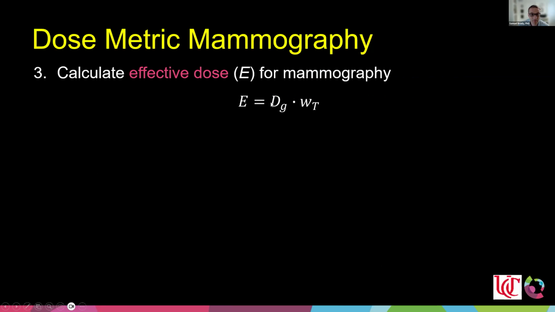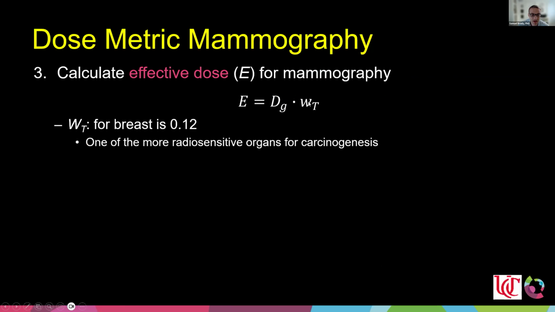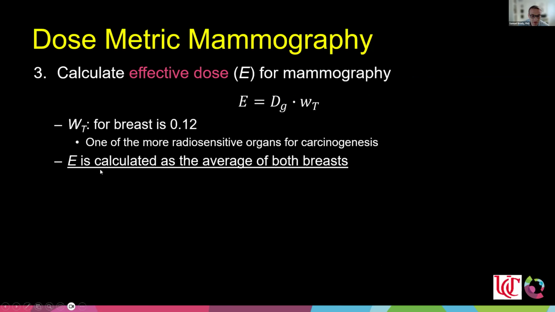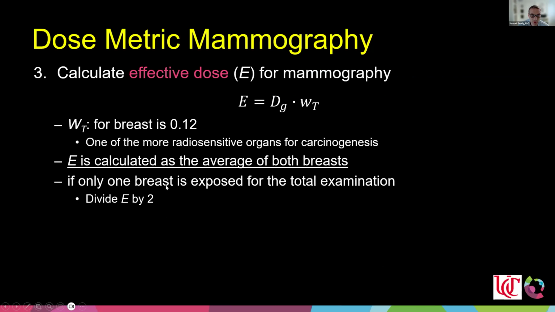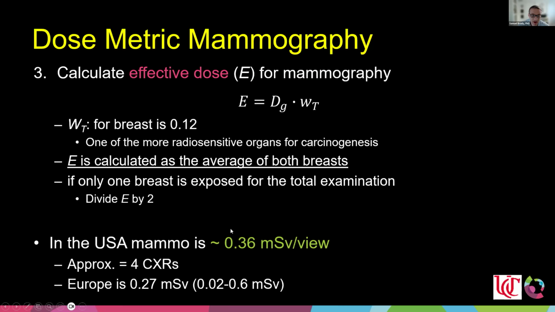And then finally, we can calculate effective dose, which is an estimate of risk. In this case, we take whatever breast dose tool or metric we have, mean glandular dose or AABD, and we multiply it by a tissue weighting factor, which estimates the risk of carcinogenesis when the breast is exposed. When we calculate effective dose, this assumes both breasts are equally exposed. So if you're only exposing one breast, you have to take the result and divide it by 2. In the US, we typically have effective doses of about 0.4 millisieverts per view. And in Europe, they're about 0.3 millisieverts per view.